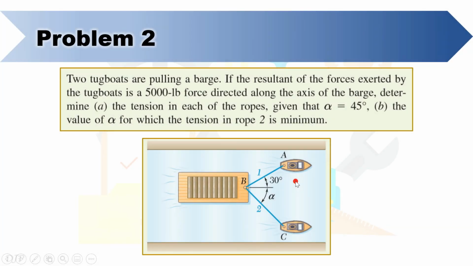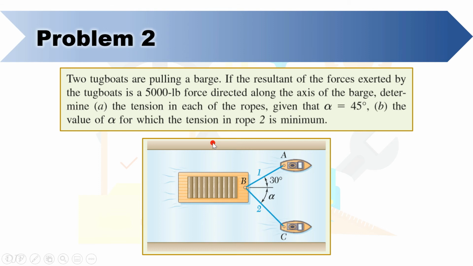For our second problem, we're given a barge pulled by two tugboats. If the resultant of the forces exerted by the tugboats is a 5,000-pound force directed along the axis of the barge, we are required to determine the tension in each of the ropes, given that alpha is 45 degrees. And the next question is that we need to find the value of alpha if the tension in the second rope should be minimized. Before we proceed with the solution, let's first understand this axis of the barge that the problem is referring to. If we observe, the barge has two possible axes, that is the horizontal axis and the vertical axis.